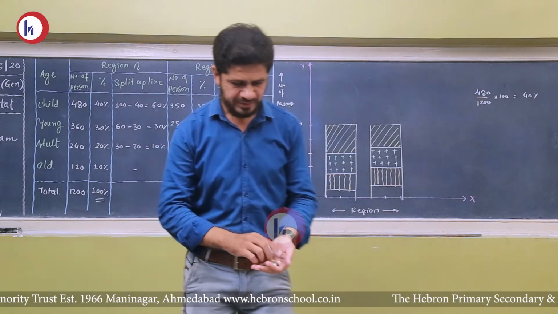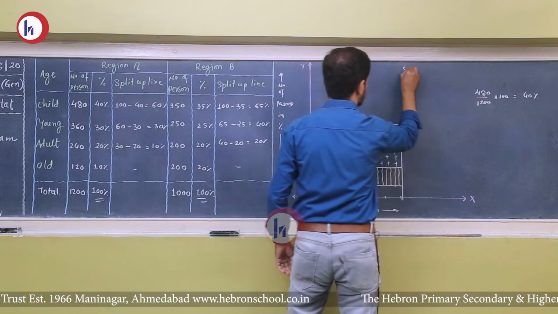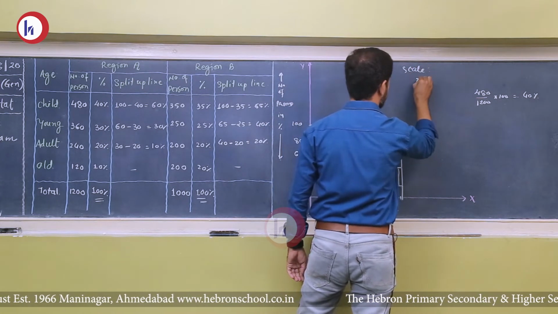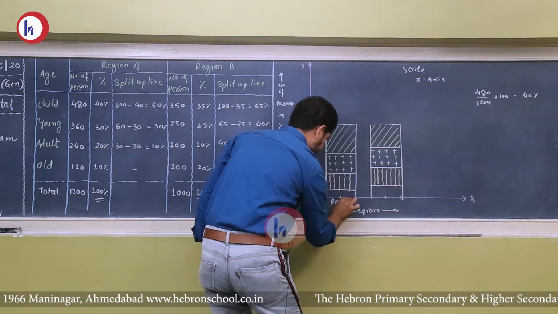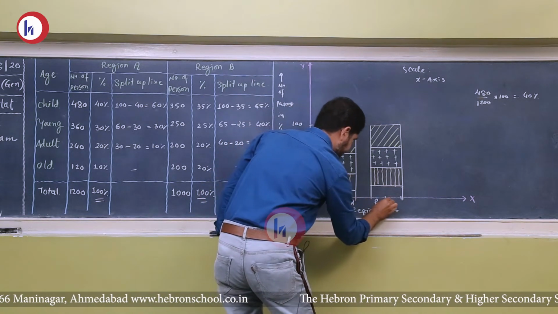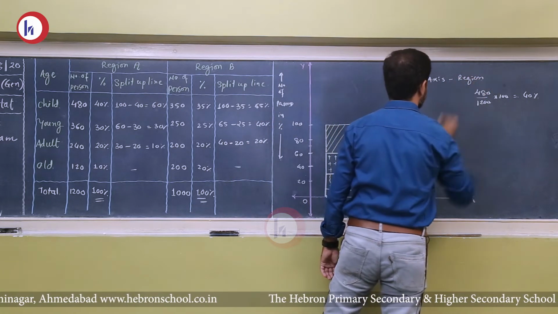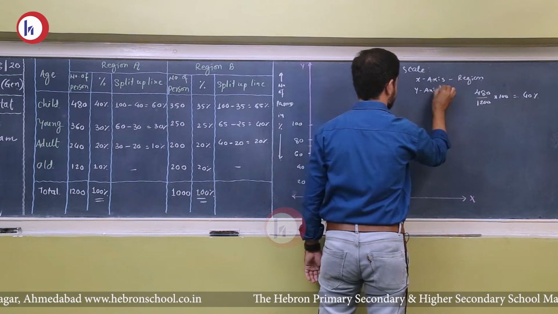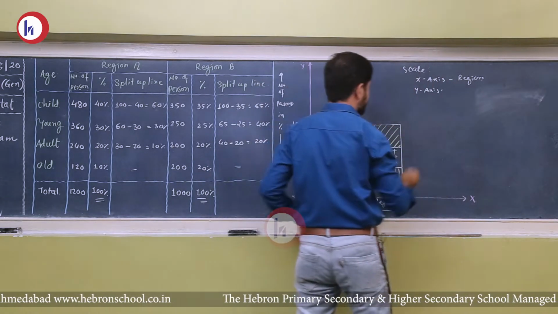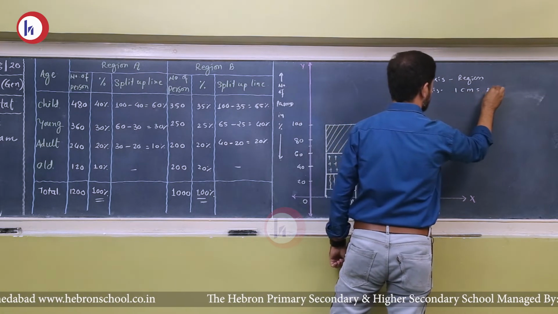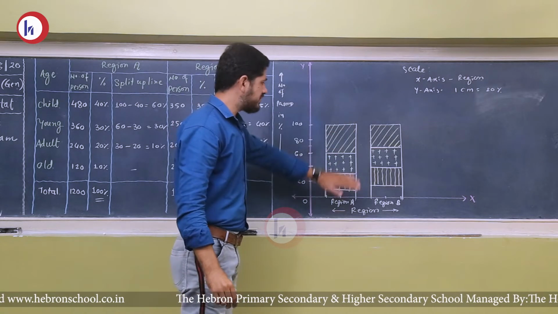Now, it is time for scales. On the x-axis, we can see region A and region B. So, on the x-axis there are regions, and on the y-axis one centimeter is equal to 20%. Finally, let's represent all the designs.